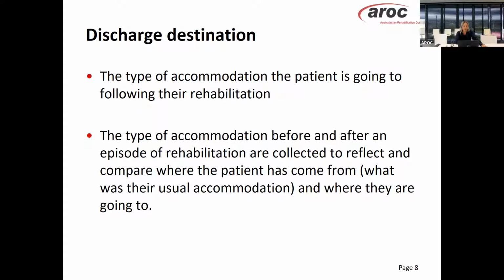So the type of accommodation, this is the type of accommodation the patient is going to following their rehabilitation program. So here we're looking at, was the patient able to return to their usual accommodation, or did they need more support or assistance going home? So for example, did the patient come into rehab from their home and were perhaps discharged to a nursing home as they required more assistance or support? Or was the patient able to return back to their own home, perhaps with modifications or some services in place?